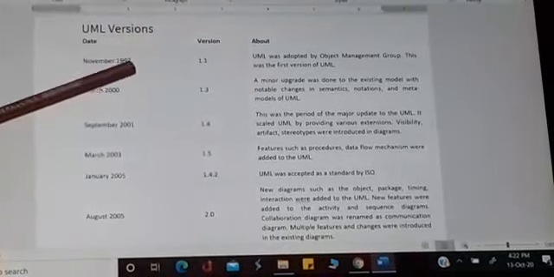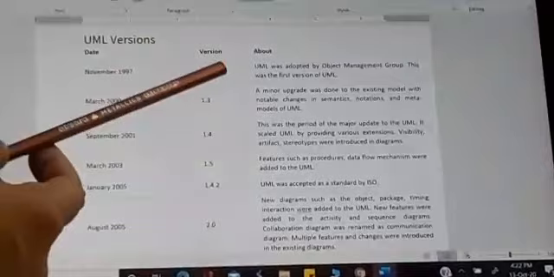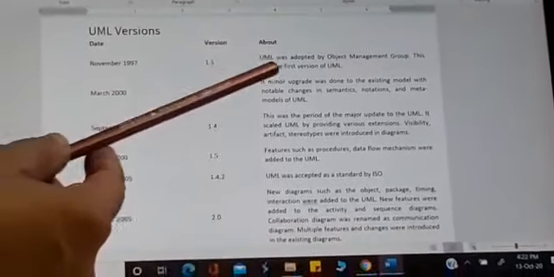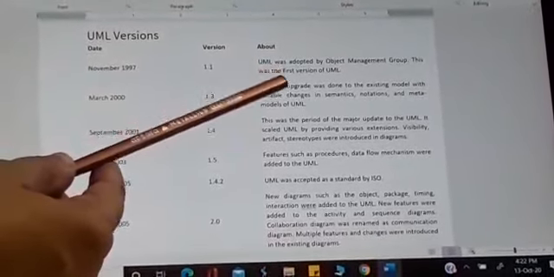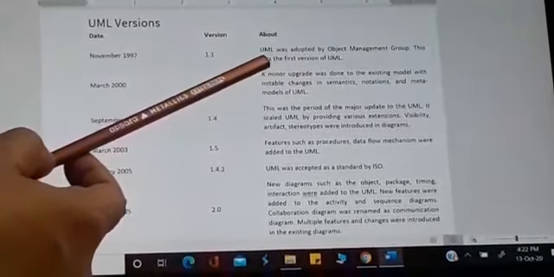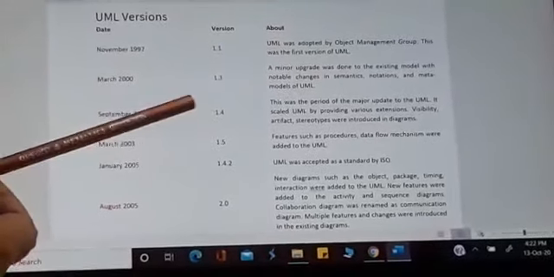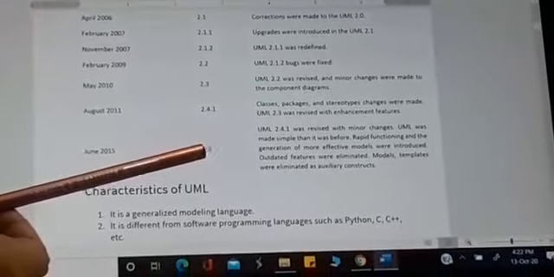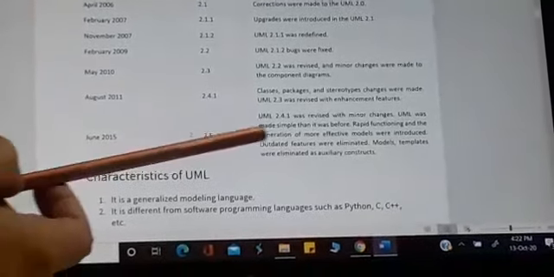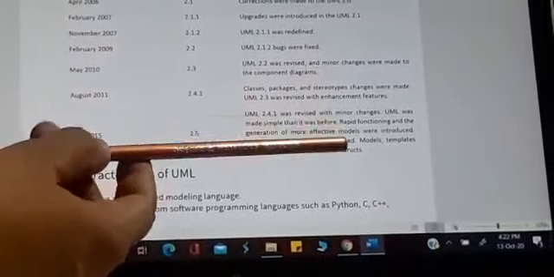In this video we are going to see about some UML versions. Initially, version 1.1 was adopted by the Object Management Group. This was the first version of UML, and then 1.3, 1.4, 1.5, and recently we are using UML version 2.5. UML 2.4.1 was revised with minor changes.